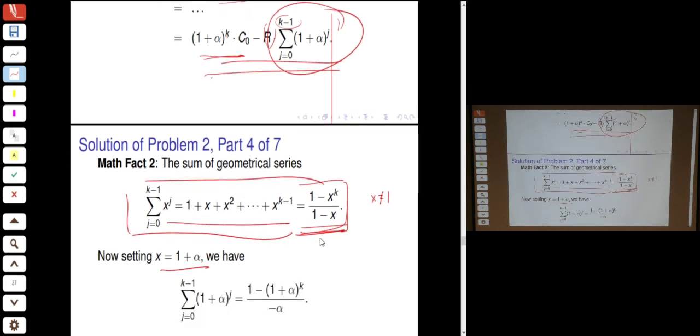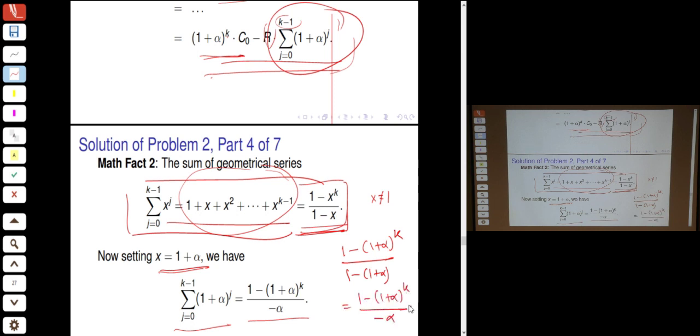So in our case, you have x equal to 1 + alpha and exactly this kind of sum. So you get the sum equal to 1 minus (1 + alpha)^k over 1 minus (1 + alpha). So this is 1 minus (1 + alpha)^k over minus alpha. Okay.